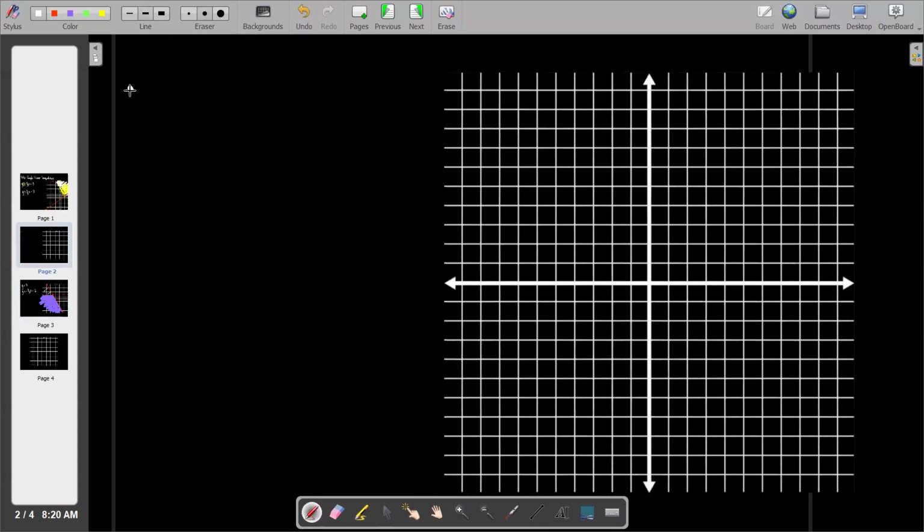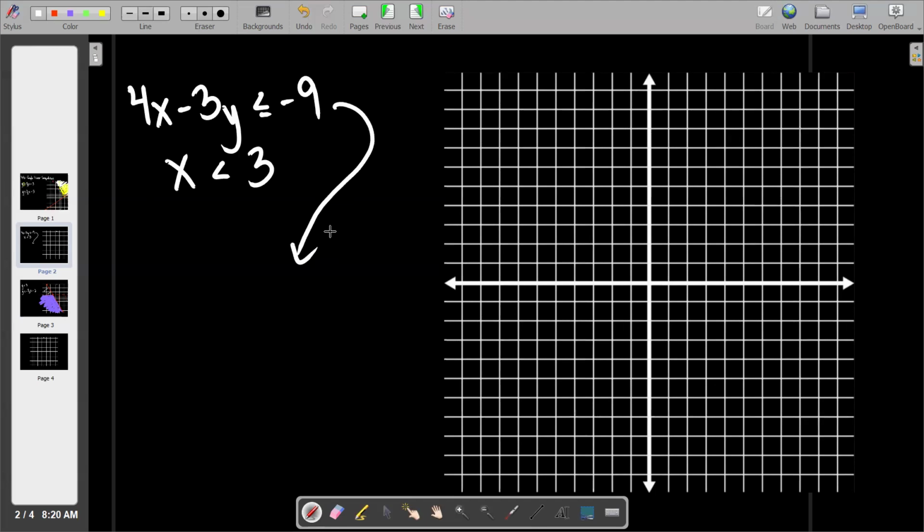So this one's going to be 4x minus 3y is no more than -9, and x is less than 3. You don't have to do them in any particular order as long as they both get done. Let's deal with this annoying stuff first. Let's take this top math problem and do what we know we need to do. Let's get y by itself. What would we do first?